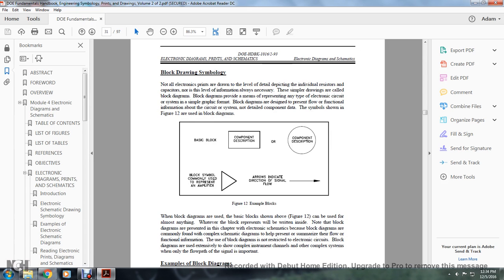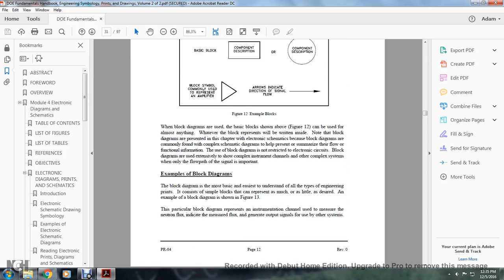Alright, figure 12 shows an example of a block. A basic block is a square or a circle with a component description. A block symbol used to represent an amplifier is a triangle on its side pointing right or left. The arrows indicating the direction of the signal show an arrow with a filled-in arrowhead. When block diagrams are used, the basic block shown in figure 12 can be used with almost anything.